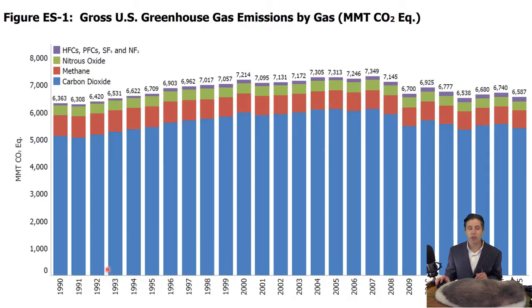So here's another way to look at those same numbers over time. The blue is how much CO2 we've emitted each year. Then the red is the methane, green is nitrous oxide, and then purple is sort of a whole bunch of other ones all thrown together. As time has gone on, you'll see there's kind of this overall trend from the early 1990s to the mid-2000s, where every year as a country we're emitting more and more greenhouse gases.